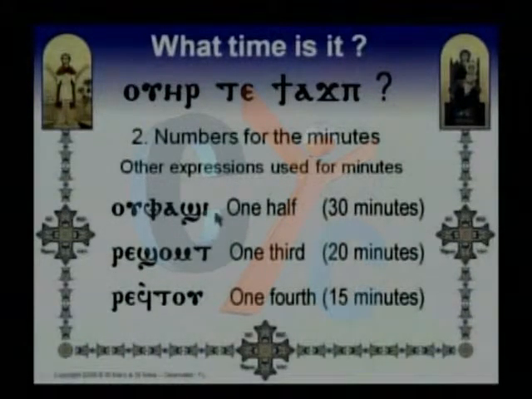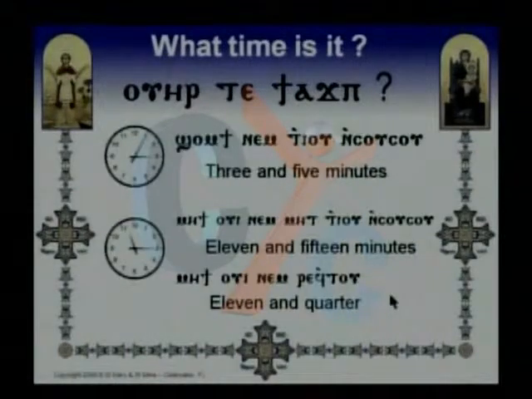this expression, Ufashi, Re Shomt, and Re Iftu, which stands for Ufashi, half hour, which is 30 minutes. Re Shomt, it's 1/3, this is 20 minutes. And Re Iftu, 1/4, which is 15 minutes. So here we're going to take examples of the different times.